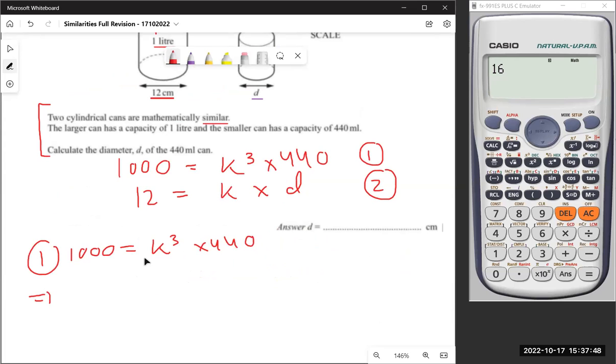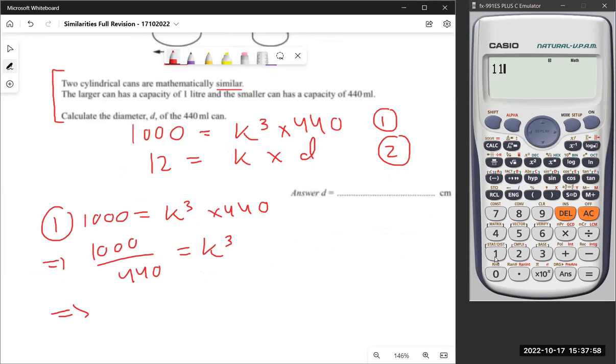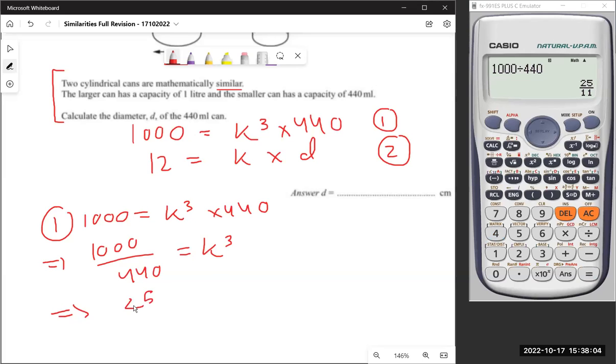So how do I find K? Let's first take this guy to the other side. It will become 1000 divided by 440 is equal to K cubed. What is 1000 divided by 440? Look at the calculator. So that's going to be 25 by 11.